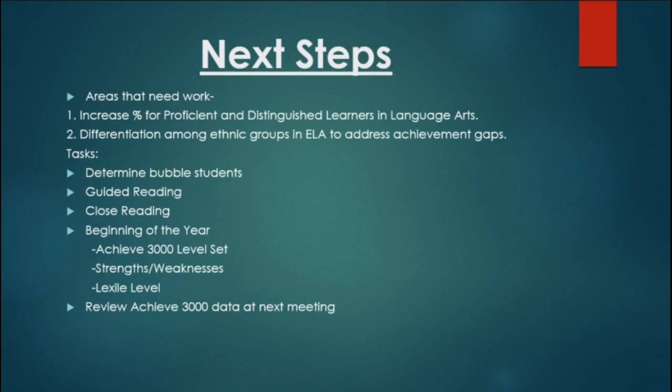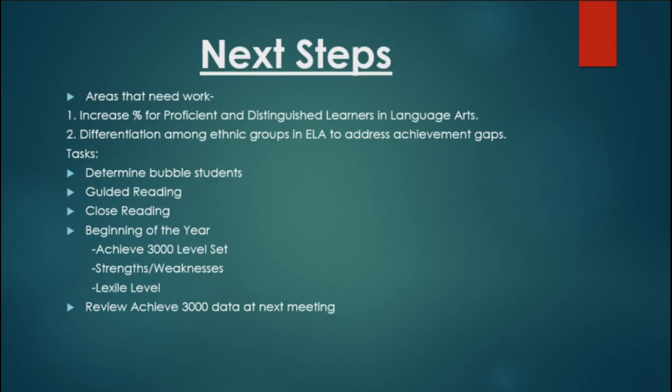This data tells me a few things. First, we need to determine our bubble students. Then we need to implement strategies to differentiate instruction. We should be doing guided reading and close reading to work on comprehension skills. At the beginning of the school year, you should be looking at your students' level set to see the areas of weaknesses and strengths to determine what group to put them in for your literacy block.